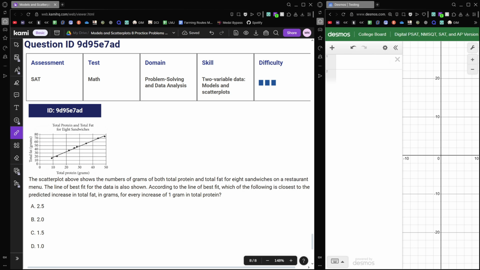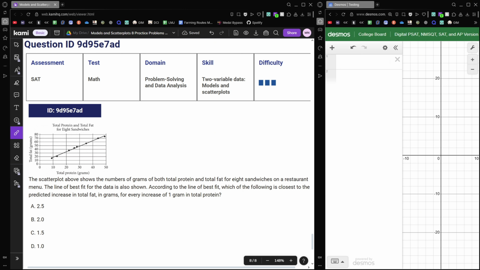The scatter plot above shows the number of grams of both total protein and total fat for 8 sandwiches on a restaurant menu. The line of best fit for the data is also shown. According to the line of best fit, which of the following is closest to the predicted increase in total fat in grams for every increase of 1 gram in total protein?